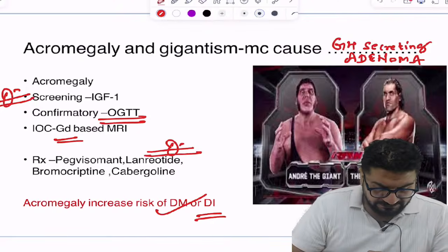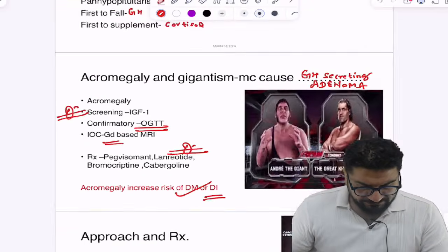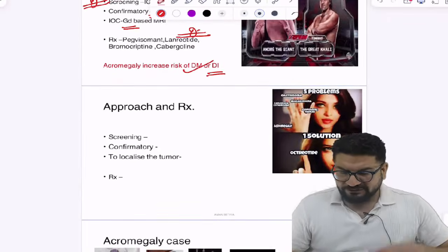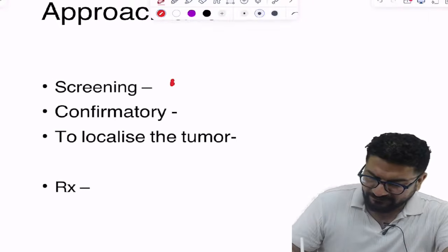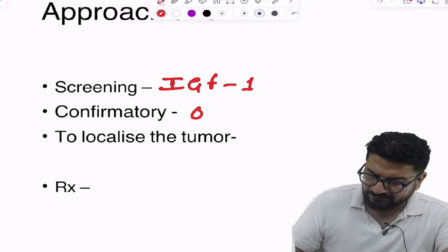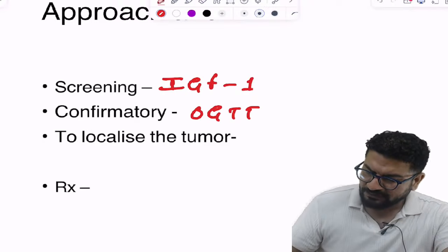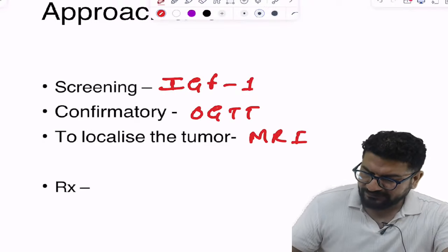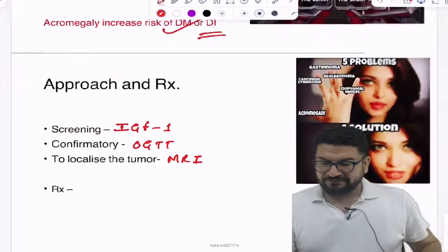Clear? You can ask your doubts, guys, in the chat box. Okay, now coming to approach and treat. So screening, what I told you, we have IGF-1 level. These are the MCQs which came in exam. For confirmation, what do we do? OGTT. To localize the tumor, we need MRI. So this is about your acromegaly.